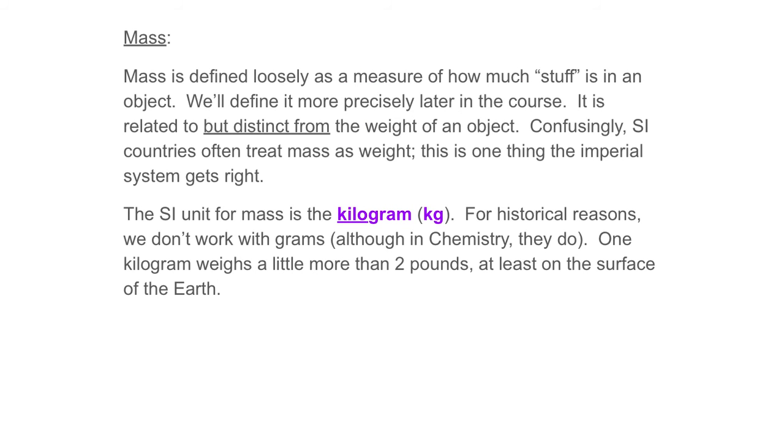All right. Mass is defined kind of loosely as a measure of how much stuff is in an object. It's a pretty loose and bad definition. We'll define it more precisely later in this class. It's related to, but distinct from, the weight of an object.